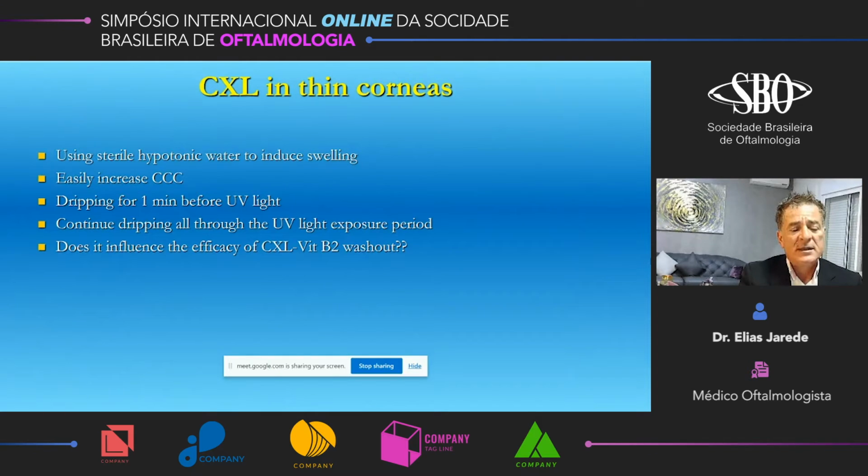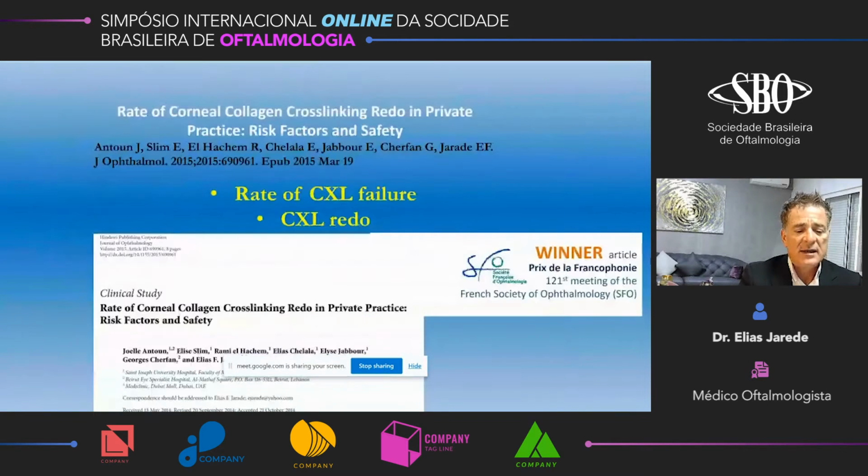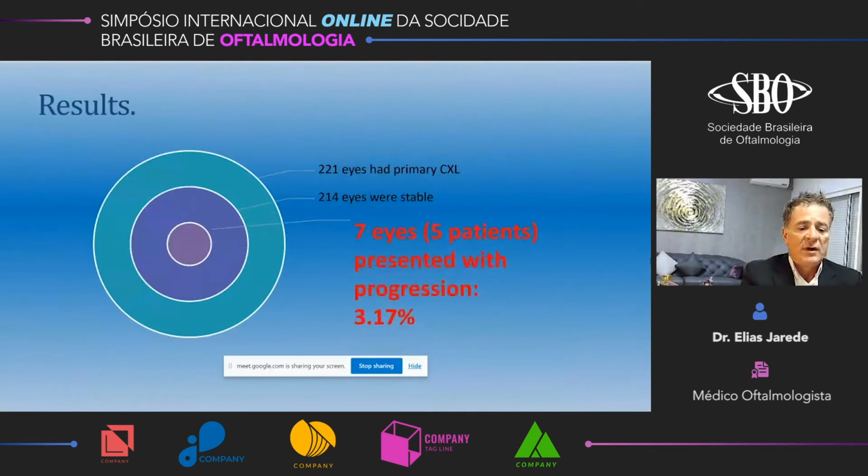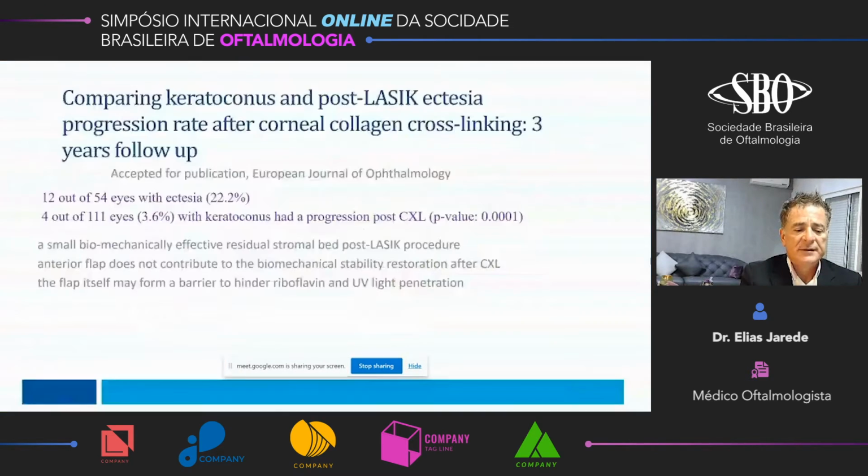Our experience demonstrates that the riboflavin application thins the cornea quite a lot; it is a very dehydrating process. We have to enhance the thickness by using hypertonic sterile water. The question: does the hypertonic sterile water wash out the riboflavin and decrease the effectiveness of the cross-linking? The answer is no, because our rate of recurrence is very, very low compared to the international published one. We have only a 3.1% recurrence rate over 5 years after cross-linking.